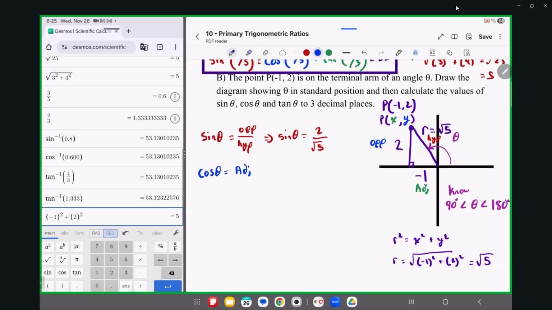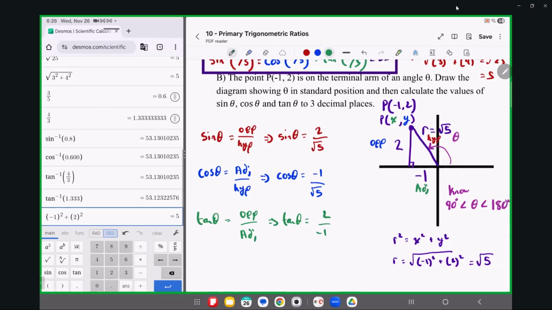Cos theta is equal to the adjacent over the hypotenuse. And so for us, cos theta is equal to, now the adjacent's a negative number. Can we write that? Sure. So we write it as -1 over the hypotenuse, which is the square root of 5. And tan theta is equal to the opposite over the adjacent, which means for us, tan theta is equal to the opposite, which is 2, over top of the adjacent, which is -1.